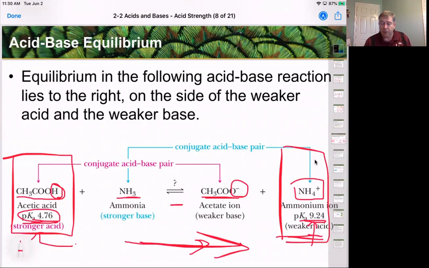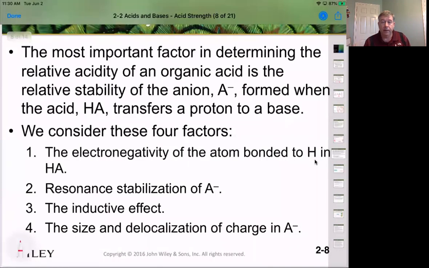Okay, so what influences whether something is more or less acidic? There are 4 factors to consider when we're looking at how acidic something is going to be. Having these 4 things in our minds will help us decide if things are going to be higher or lower acidity if they're similar compounds. The first thing we have to do is look at the electronegativity of the atom bonded to hydrogen. The more polar that hydrogen bond to that other atom, the more acidic it's going to be.